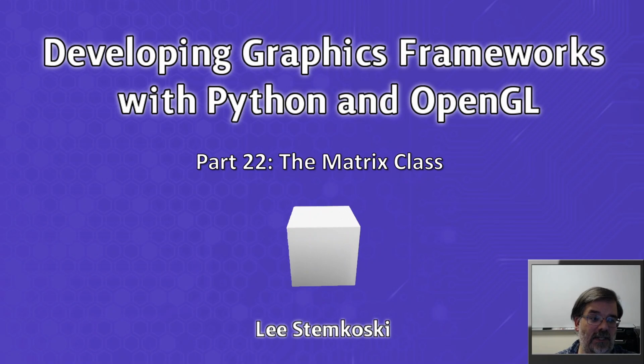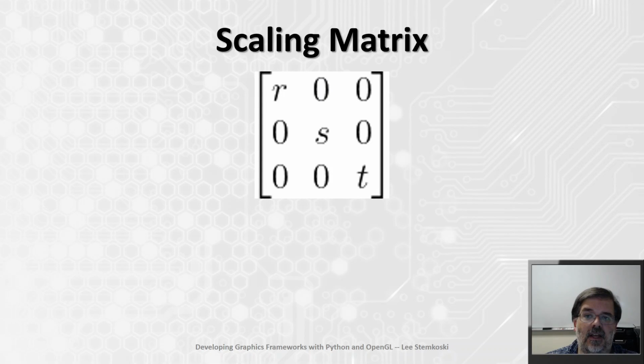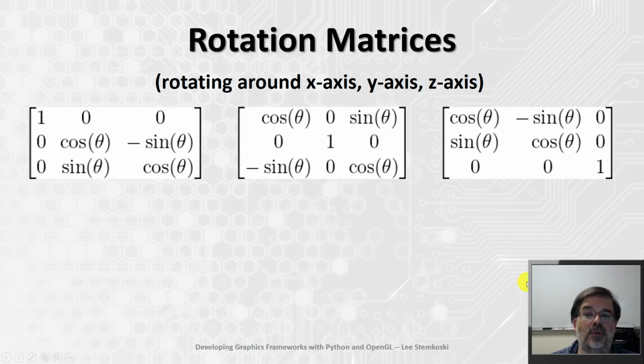So just as a quick recap, what have we got? We learned about a matrix for scaling, right? That matrix scales elements, the x, y, and z coordinates by r, s, and t. We learned about rotation matrices. In 3 dimensions, you can rotate around the x-axis or the y-axis or the z-axis. And for each one of these, we have a different matrix. This first matrix rotates around the x-axis, this one rotates around the y-axis, and this one rotates around the z-axis.